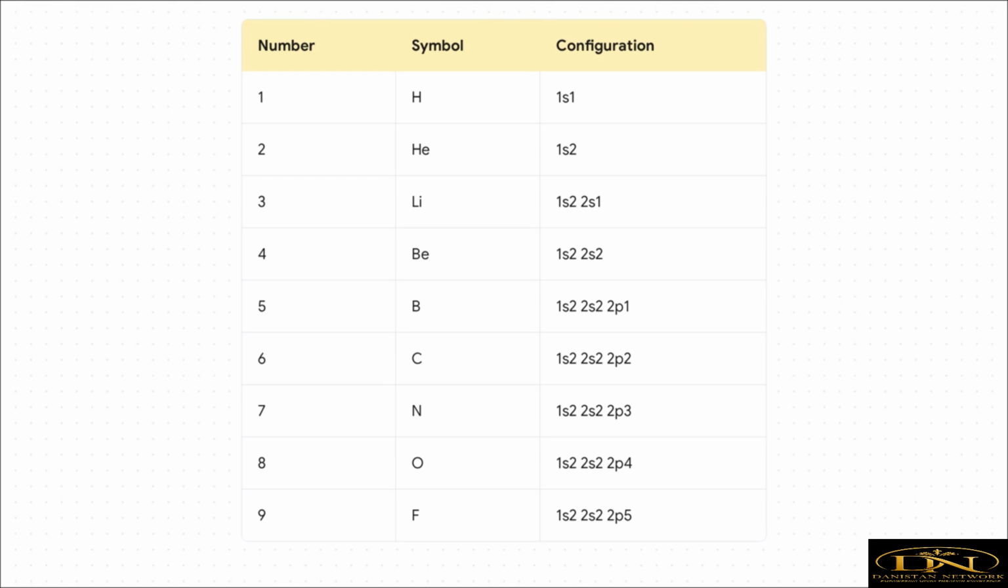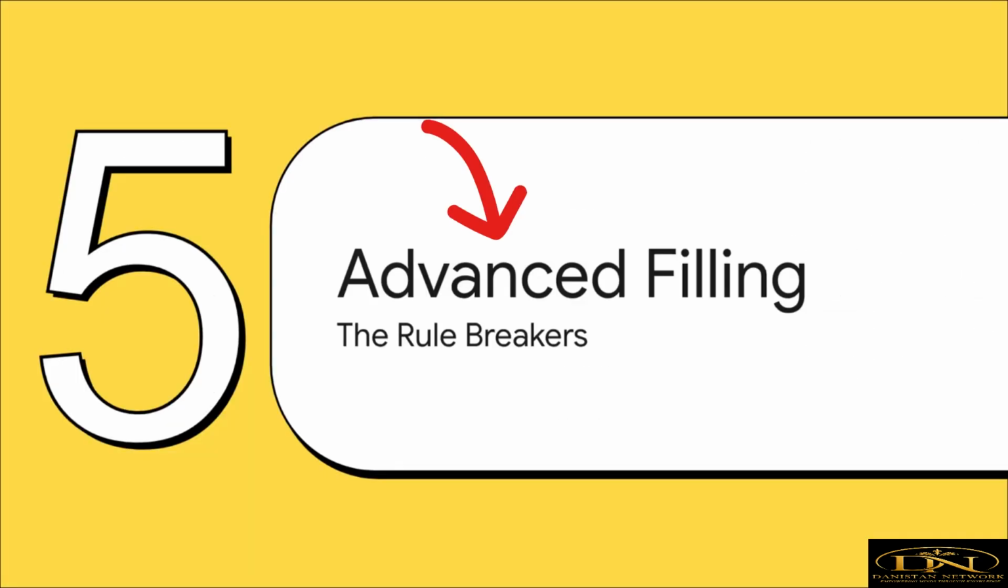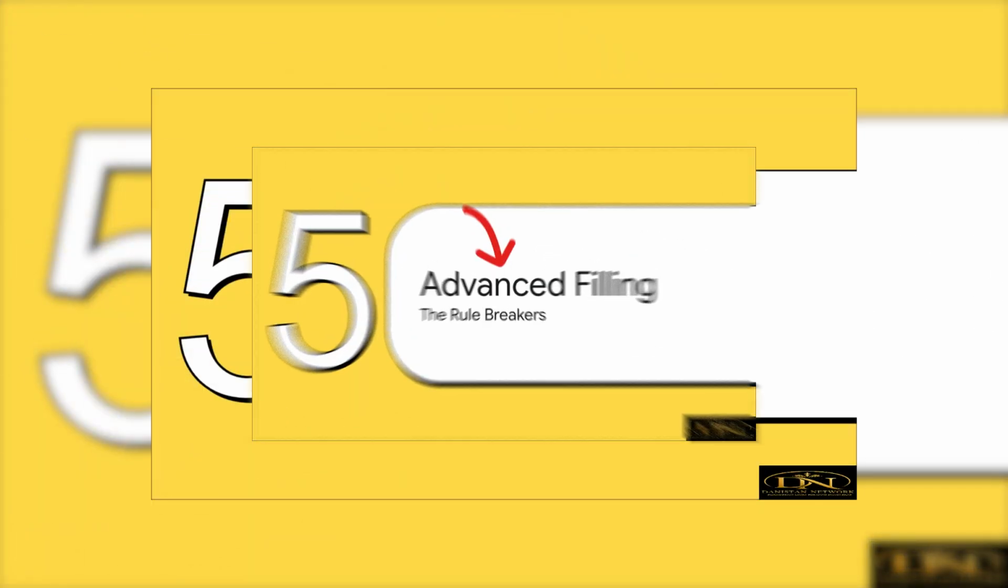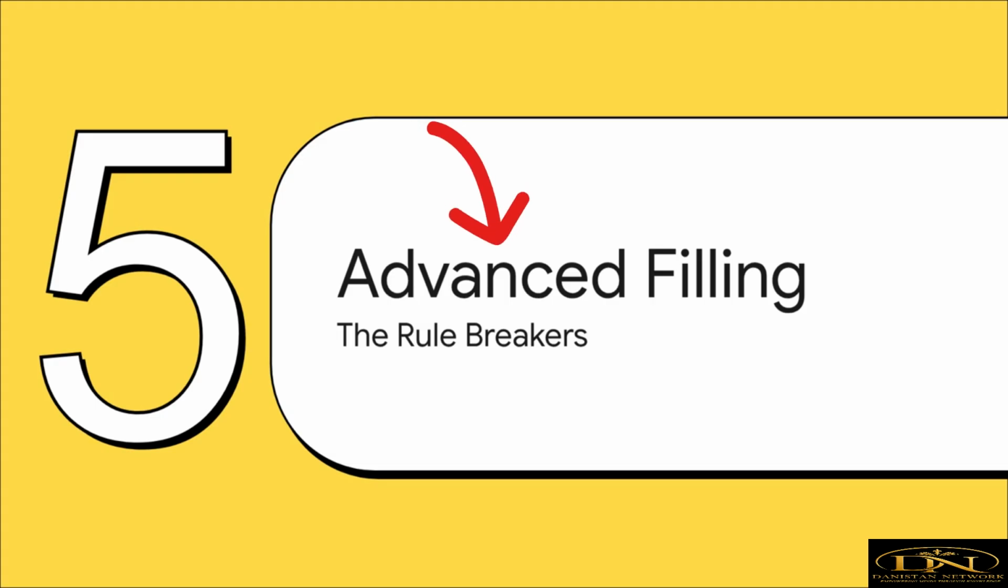If you look at the sequence here, there is a perfect, logical progression of electrons from hydrogen all the way down to argon. They predictably fill the 1s, then 2s, then 2p, then 3s, and finally the 3p subshell. It is a beautiful, uninterrupted sequence, well, right up until we hit element 19. Section 5, advanced filling and exceptions, the rule breakers.